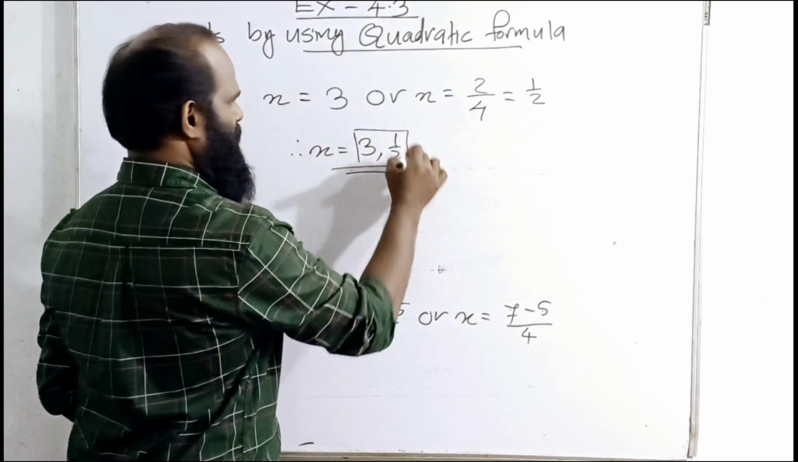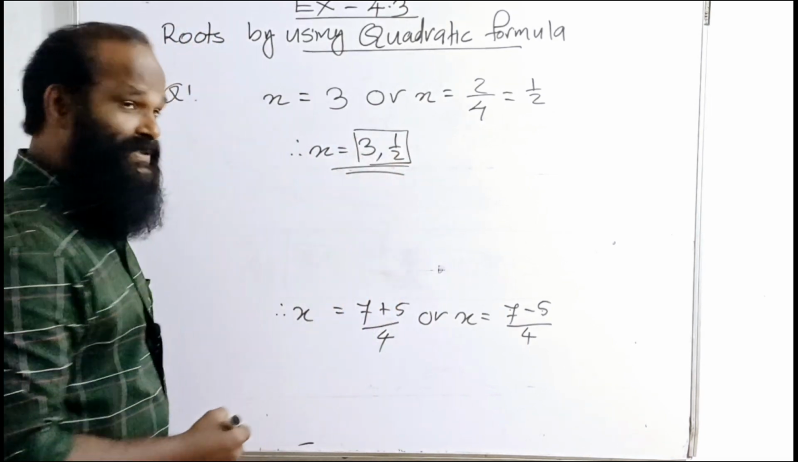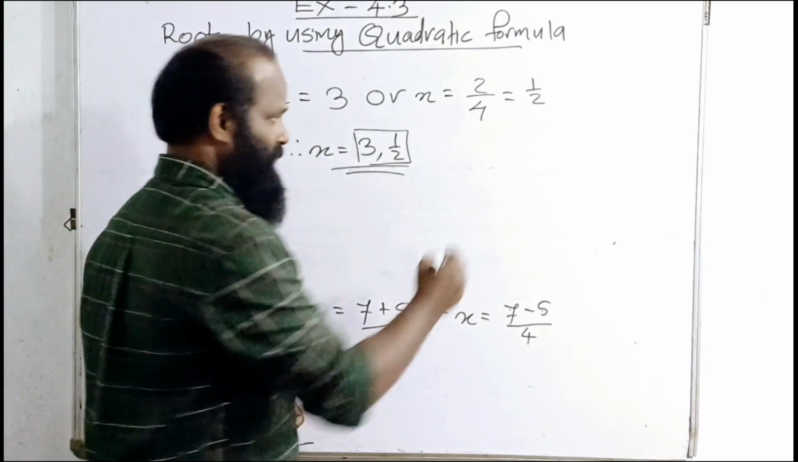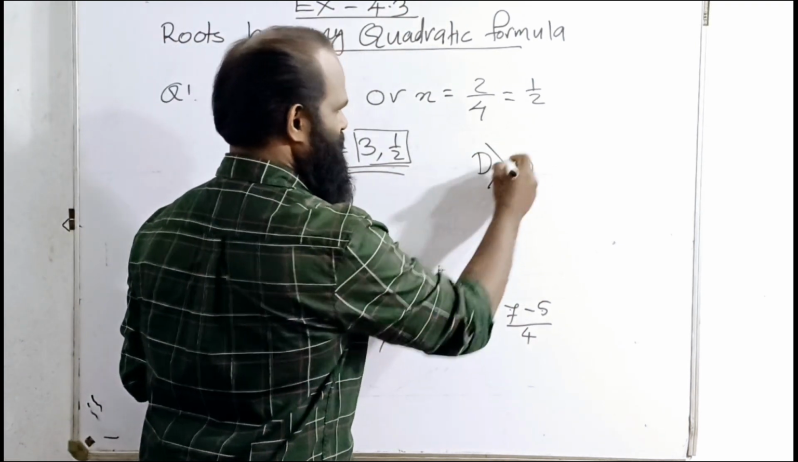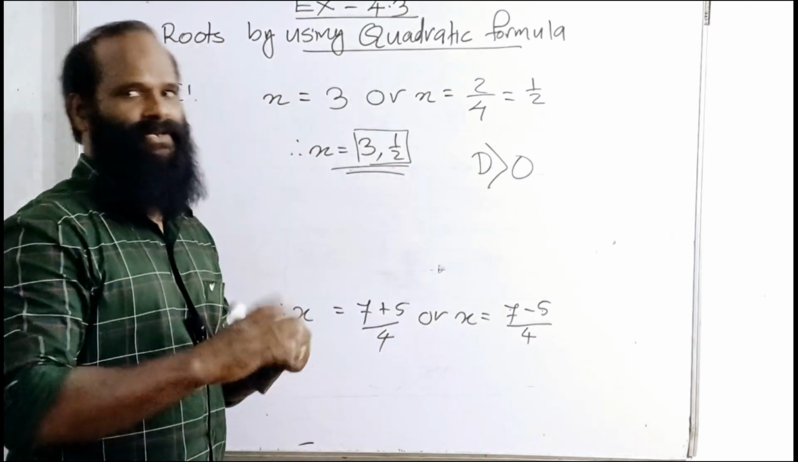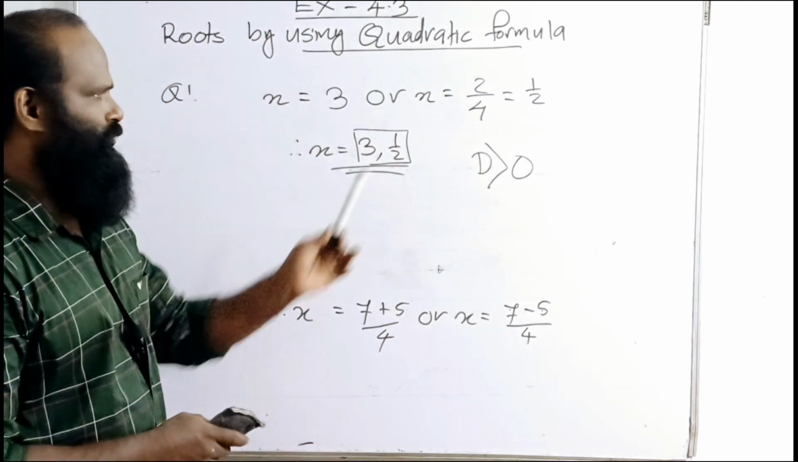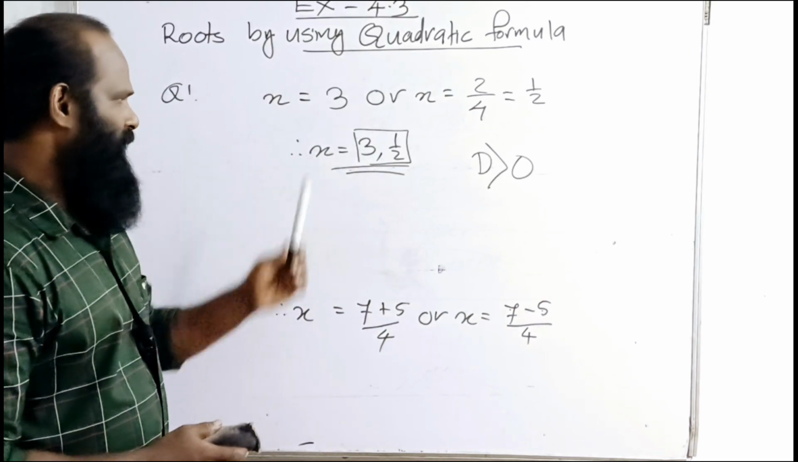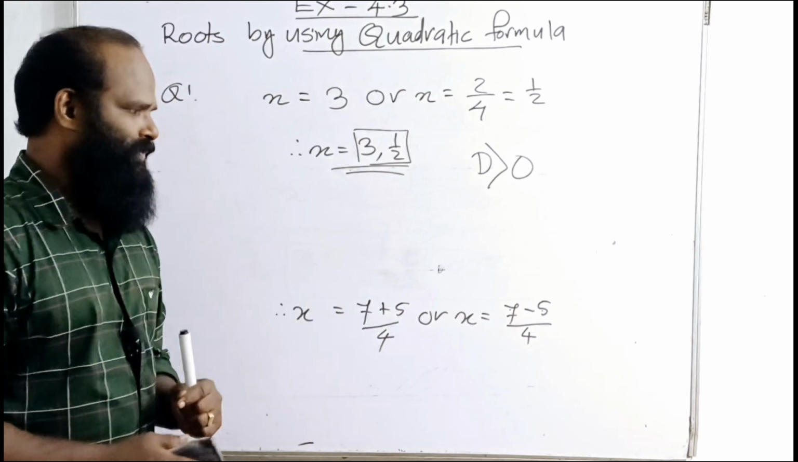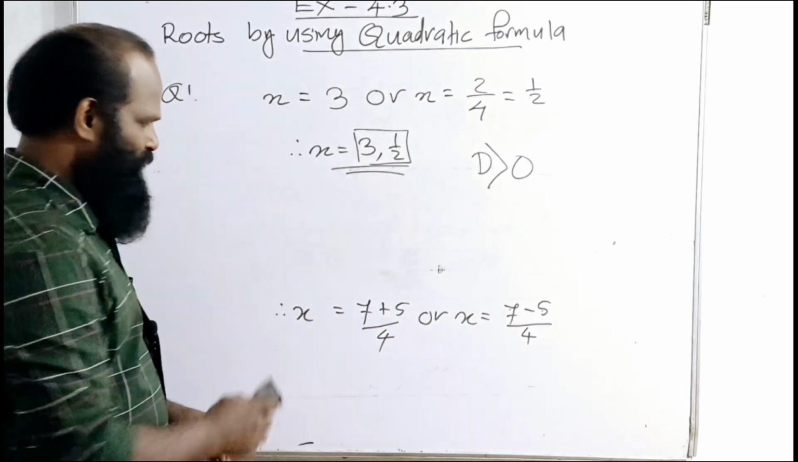So it's very much clear from here. We've got two real numbers and they are different as well. That is what we had seen before: if D is greater than 0, the values we get are definitely different. So this is our first question, x is equal to 3 or 1 by 2. Hope you have understood the first question.